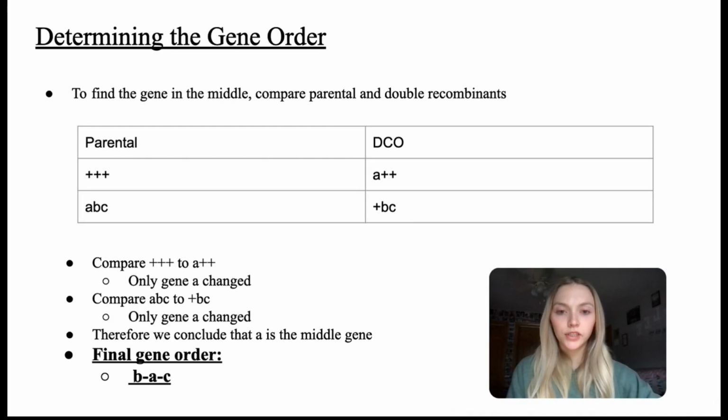To determine the gene order, we compare the parental genotypes to the double recombinant genotypes. When comparing these combinations, gene A changes while the other genes remain the same. This tells us that gene A is the middle gene, and the correct gene order is BAC.